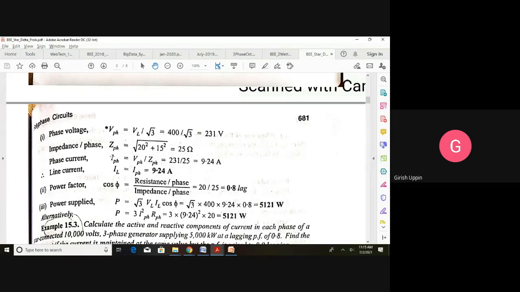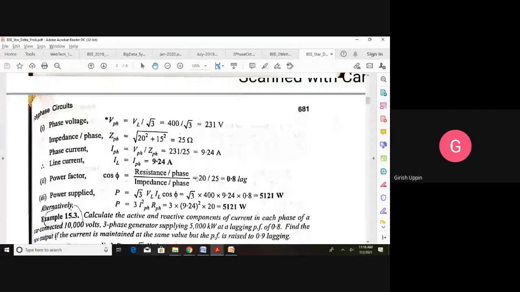Here we have the phase. I phase is equal to V phase divided by Z phase. V phase is 231, Z phase is 25, so 9.24. Never apply this formula with line quantities, it is only true for phase: V phase is equal to I phase into Z phase. There is no line. For line, the equation doesn't hold good. Always use the phase. Then line current, IL is equal to I phase, because it is star connected. Line current is equal to phase current is equal to 9.24.